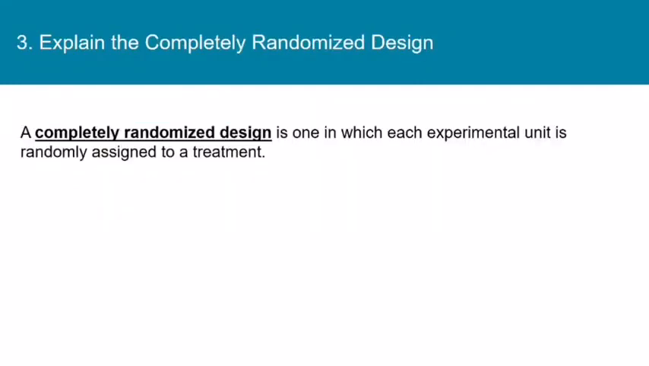Okay, now let's talk about completely randomized design. A completely randomized design is one in which each experimental unit is randomly assigned to a treatment. And now we're going to walk through an example together of an experiment that is designed using a completely randomized design. And this is one of those examples where it's not something that I'm doing so that you can copy me later. It's something we're talking through so that you can understand.